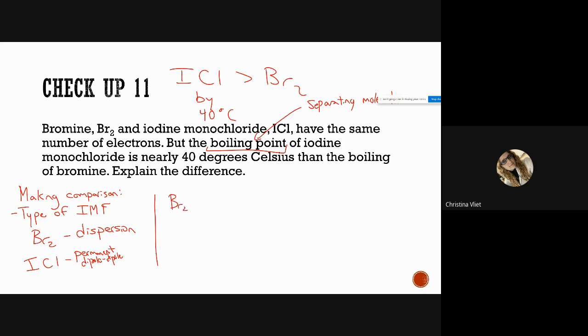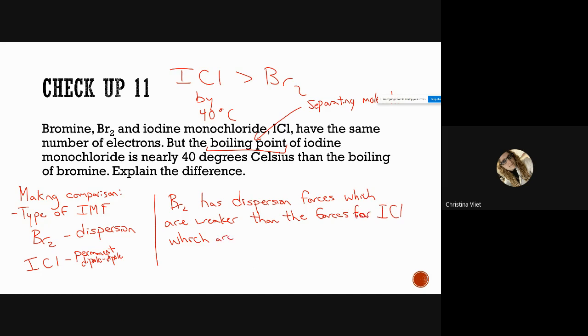Br2 has, you could say, dipole-induced dipole, or induced dipoles, or temporary dipole, or you could say has dispersion forces. My favorite, dispersion forces. There's so many synonyms, which are weaker than the forces in ICl, which are dipole-dipole or permanent dipole-dipole.